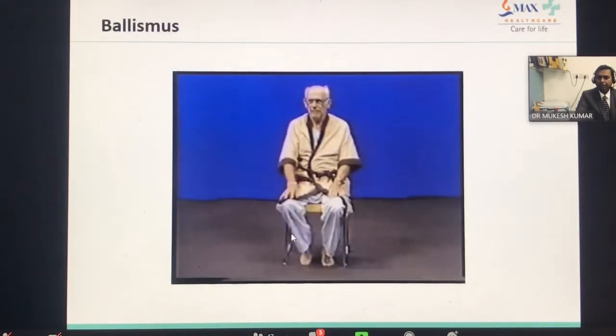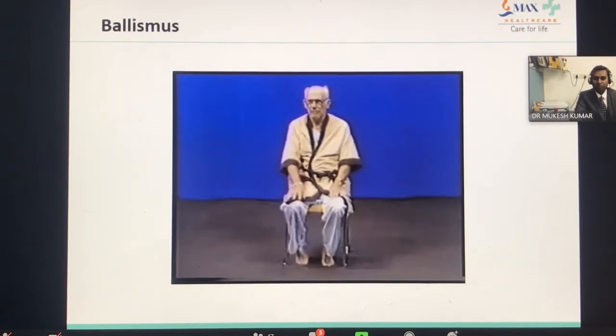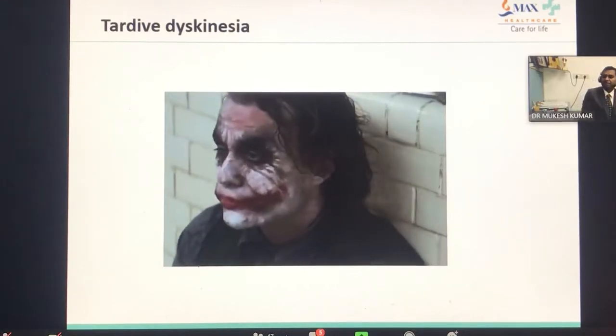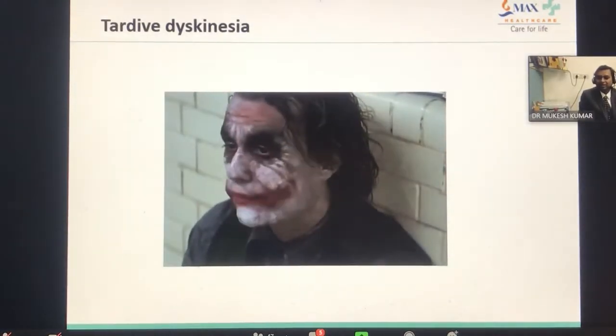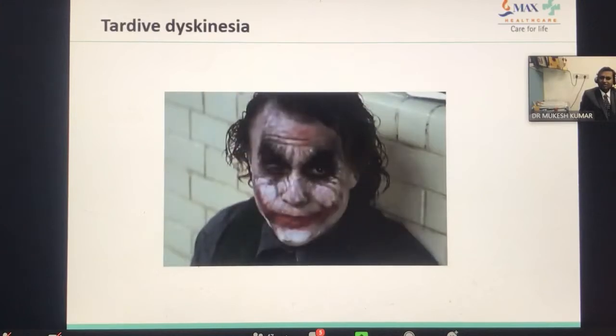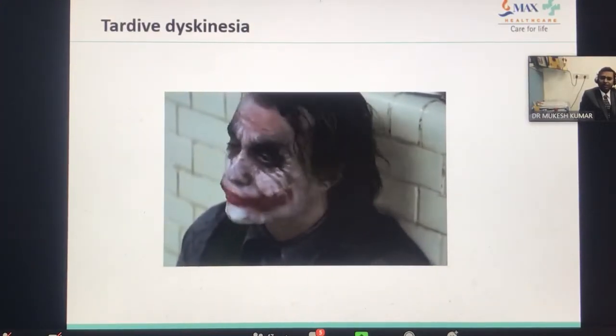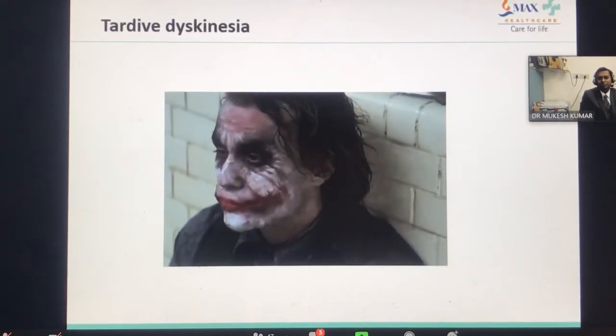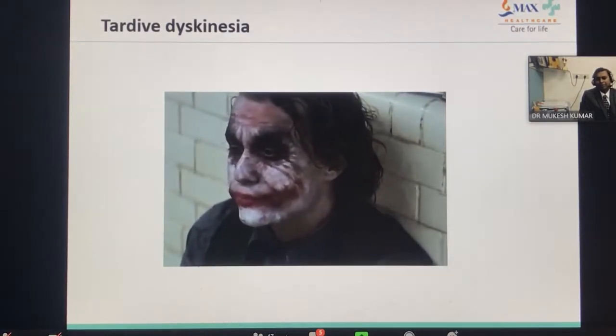And this is ballismus. But the most common one that we see is tardive dyskinesia. After tremor and dystonia, this is one of the common ones, and it is always related to some form of drugs, some form of antidepressants or antipsychotics.